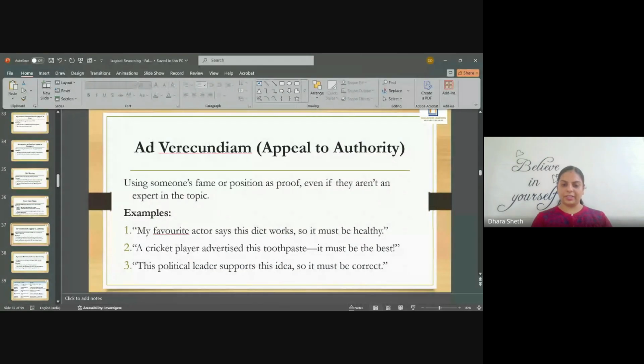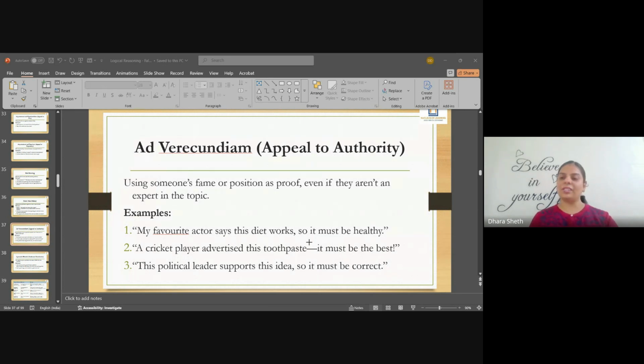Appeal to authority. Now, we had appeal to popularity, and this is appeal to authority. Ad verecundiam. So someone's fame or position is taken as proof. When we talked about popularity, we say that most of India loves ice cream, so ice cream is a good thing. That is popularity. Here it is appeal to authority.